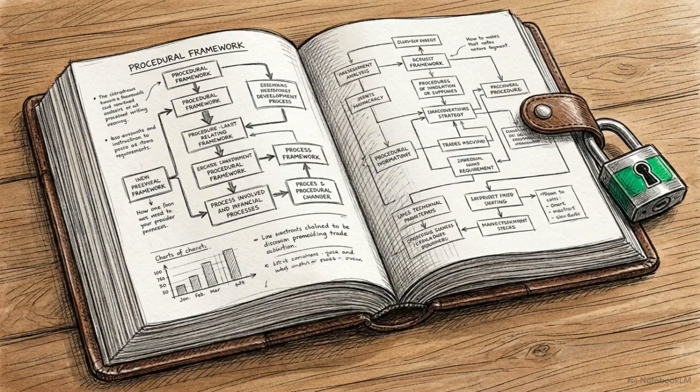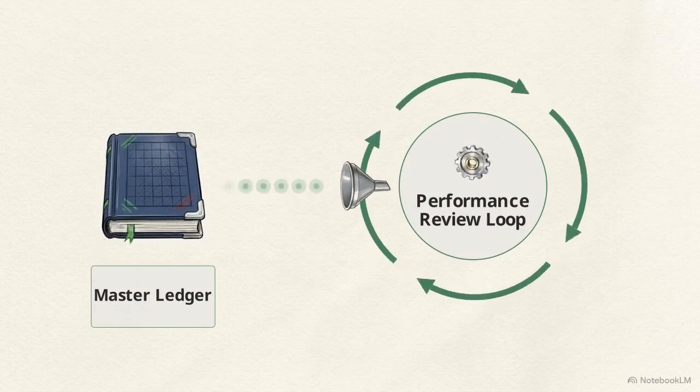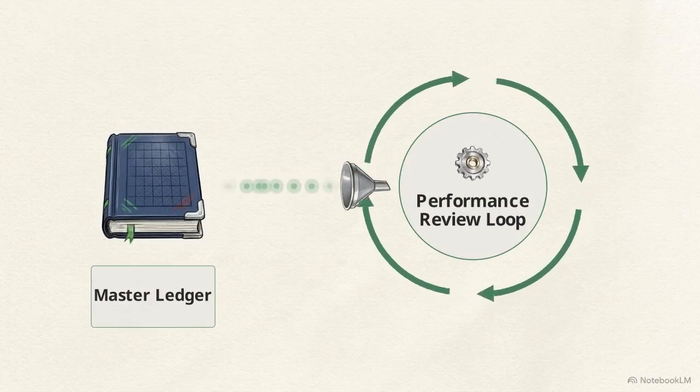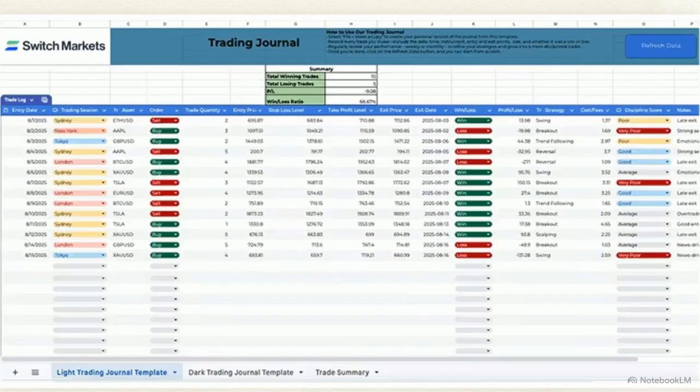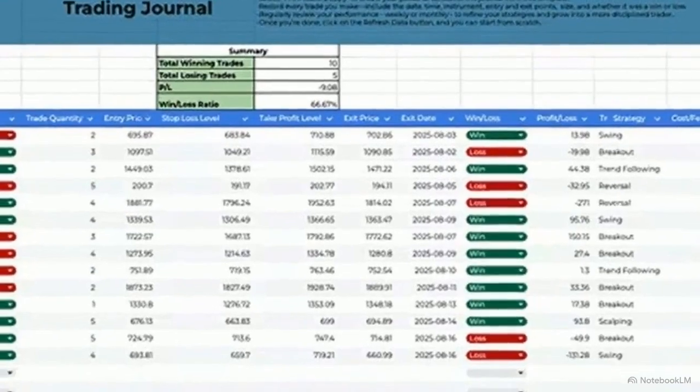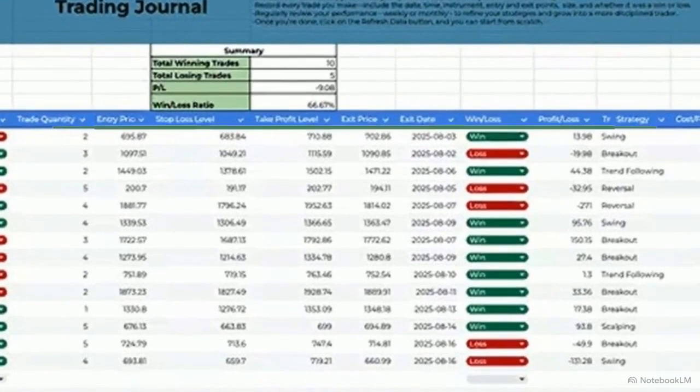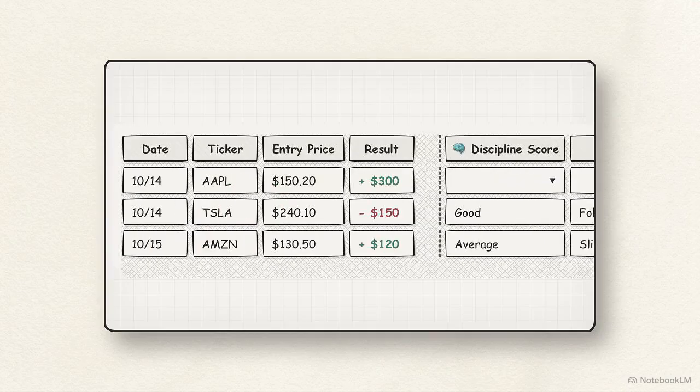Step 1 is building your daily trade journal. Think of this as your master ledger, the foundational data source that feeds the rest of your review loop. This spreadsheet shows the hard data you need to log for every single trade. At a minimum, you need columns for your entry price, exit price, stop loss, profit target, and the final financial result. But the numbers only tell half the story.